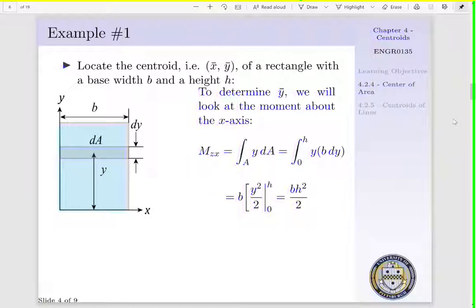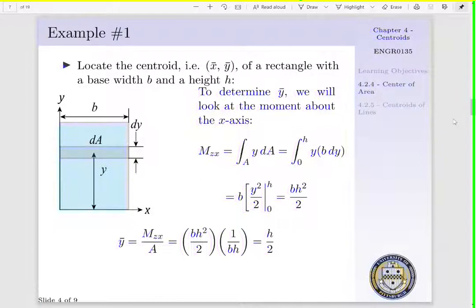Now, to calculate y bar, we are going to take this moment, M_zx, and divide it by our total area. That is, we have b h squared per 2 divided by our area, which is our base times our height. And we are left with h per 2.